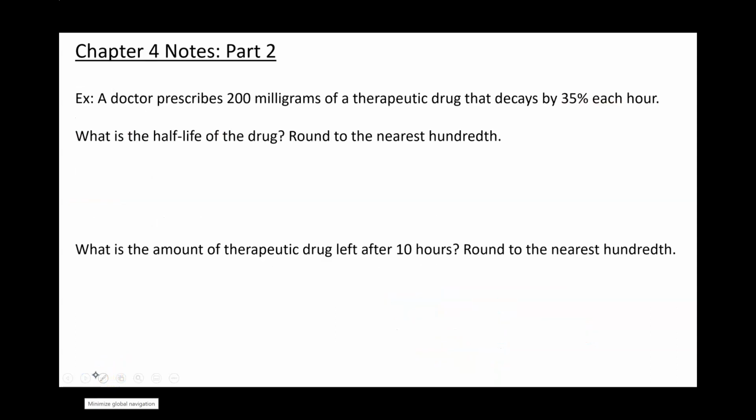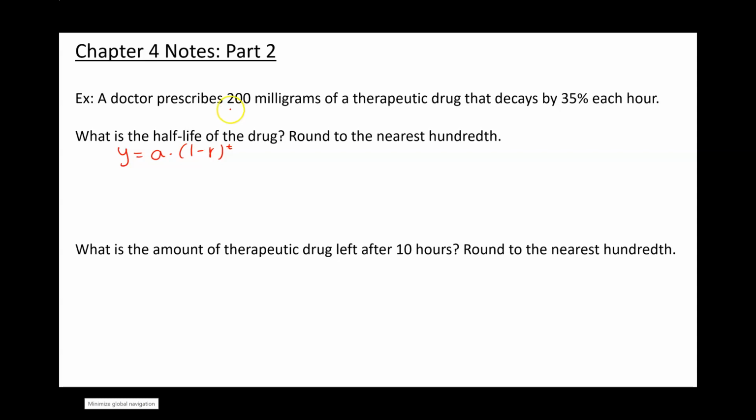Okay, so let's take a look at our first example. A doctor prescribes 200 milligrams of a therapeutic drug that decays by 35% each hour. What is the half-life of this drug? Now, let's have a quick reminder from the first part of chapter 1. Anytime we have exponential decay, the equation is going to be y equals a, which is the initial value, times 1 minus r raised to the t power, where r is the rate of decay and t is time.